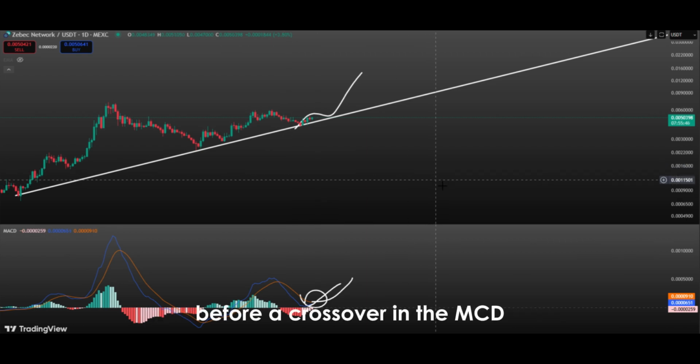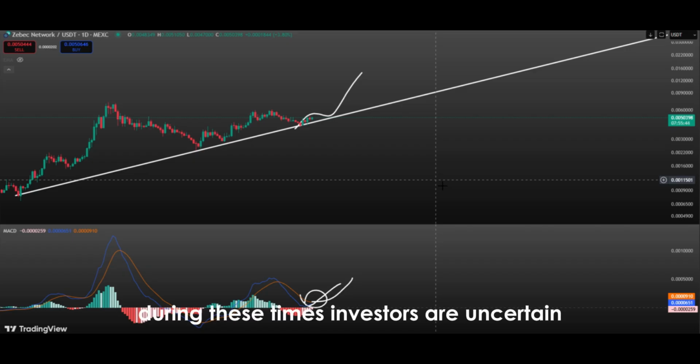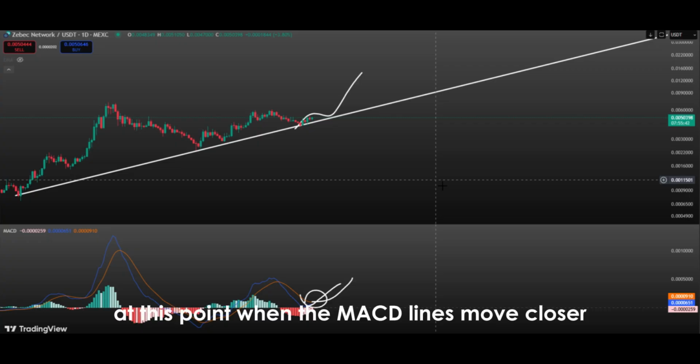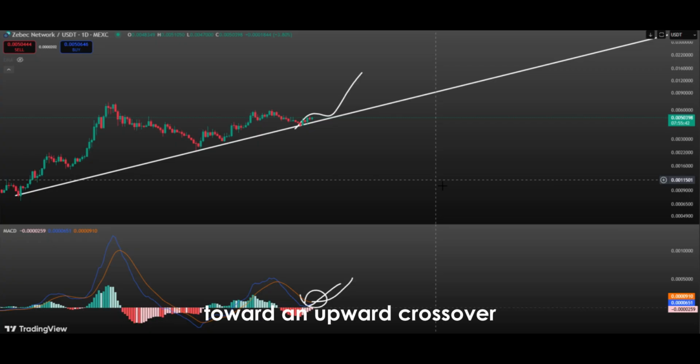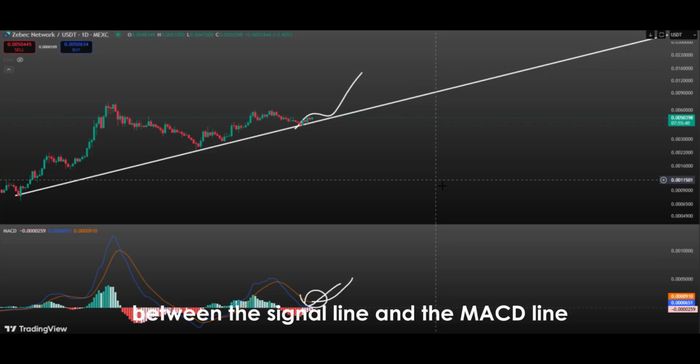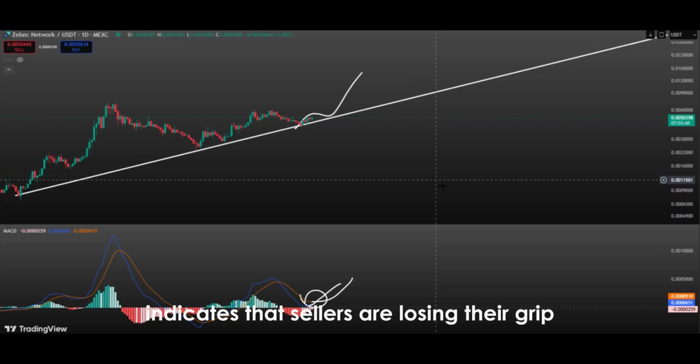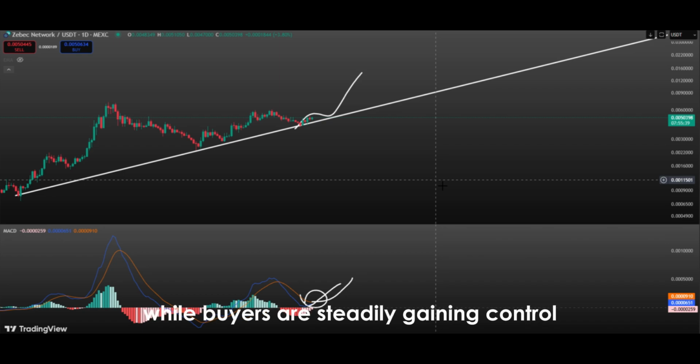Before a crossover in the MACD, there are usually periods of stagnation or consolidation in price. During these times, investors are uncertain. Some expect prices to fall further, while others sense the possibility of a rise. At this point, when the MACD lines move closer toward an upward crossover, it reveals the hidden shift in market strength. The shrinking gap between the signal line and the MACD line indicates that sellers are losing their grip, while buyers are steadily gaining control.